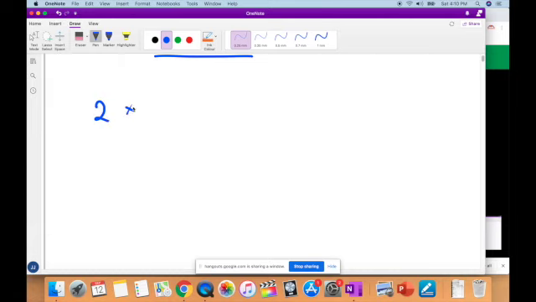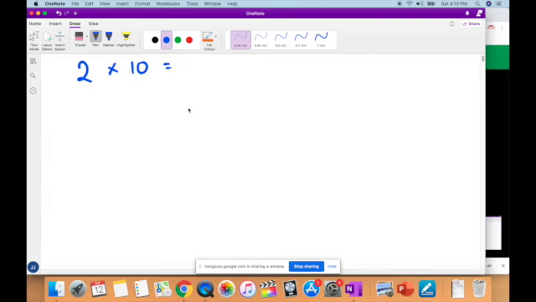multiplied by 10, what is that? 20. If I have 2 multiplied by 10 squared, what is that? 20 squared. 20. You're sure?